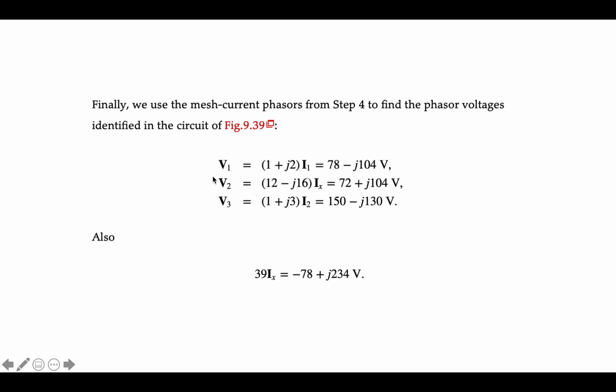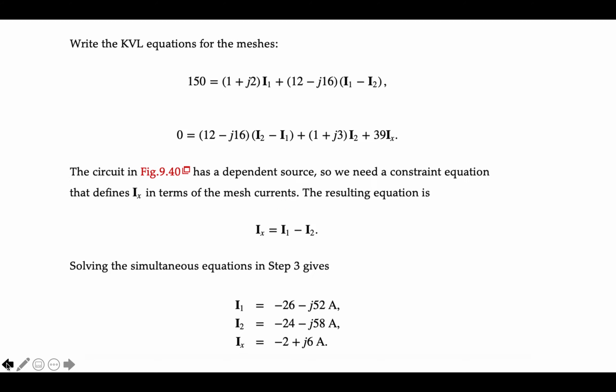Okay, so then you can basically use I1, I2, and I3 in combination with Ohm's law to find V1, V2, and V3. And then you can use these to solve for the value of the voltage for the dependent voltage source. So that's an example of how to utilize the phasor method along with mesh current.